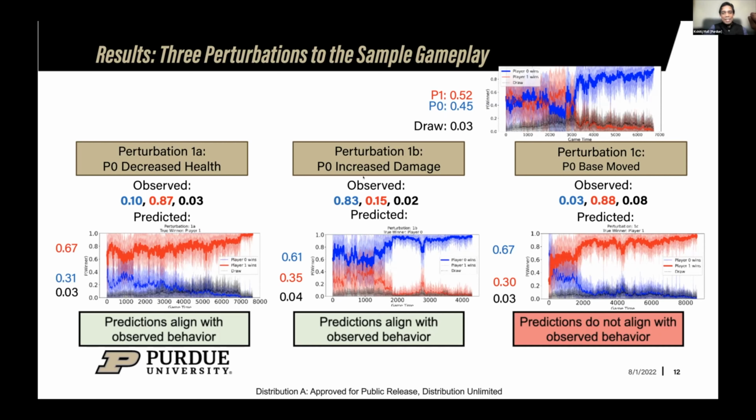Similarly, when we increase the damage rate that a player can do, it starts actually winning the contest. Player 0 starts winning the contest here. But the third thing that we tried to do is we changed the location of player 0 to a different location, which we thought is more favorable for player 0.